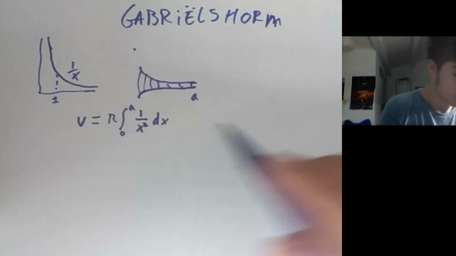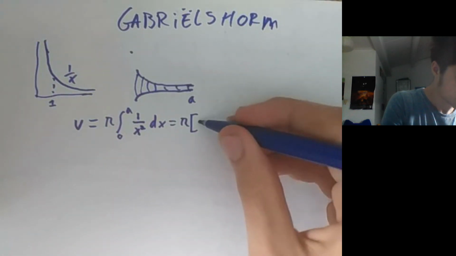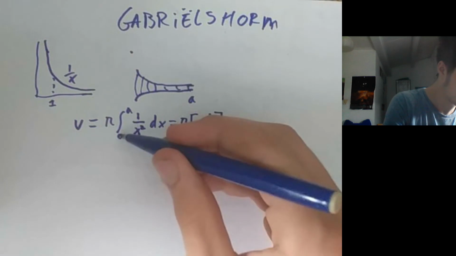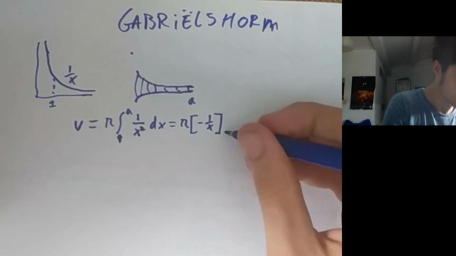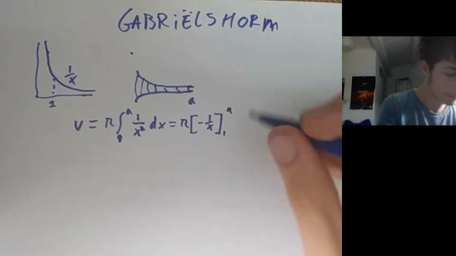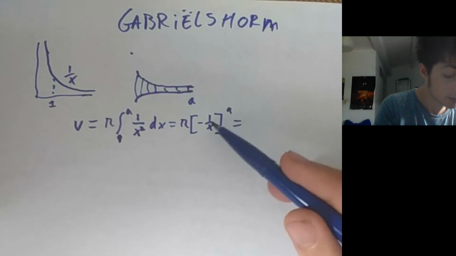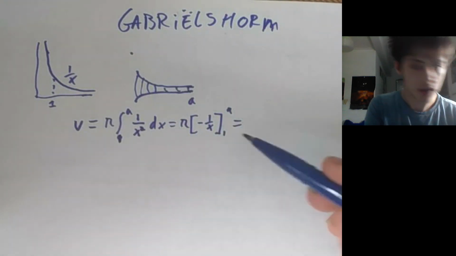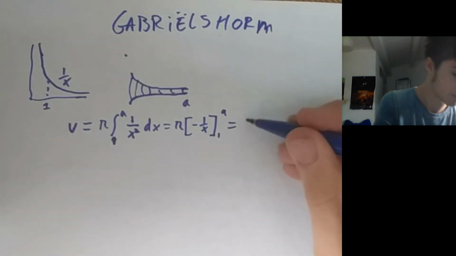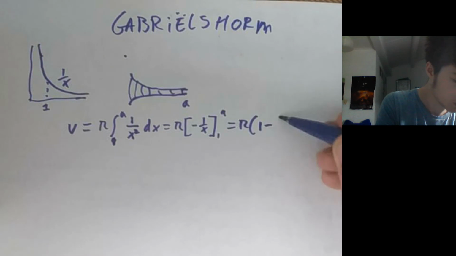And well, we can calculate this. This is going to be pi, and then we have negative 1 over x, going from 1 to a. Evaluating at a gives negative 1 over a, and evaluating at 1, we have to subtract that, so the negative cancels and 1 over 1 is 1. So this becomes pi times 1 minus 1 over a.